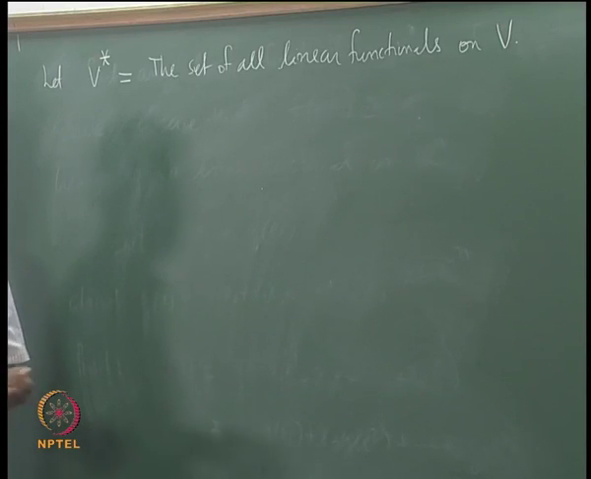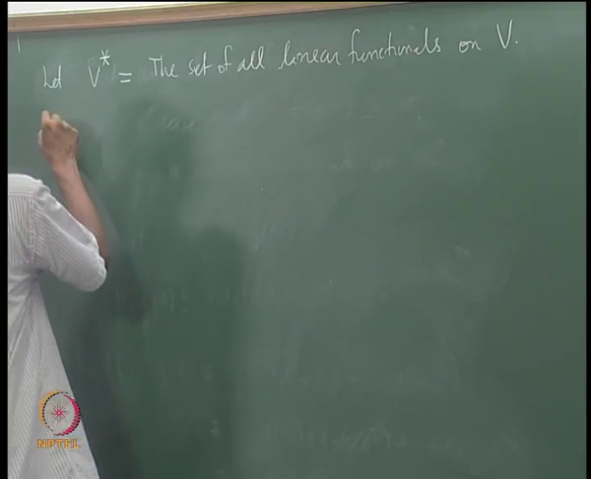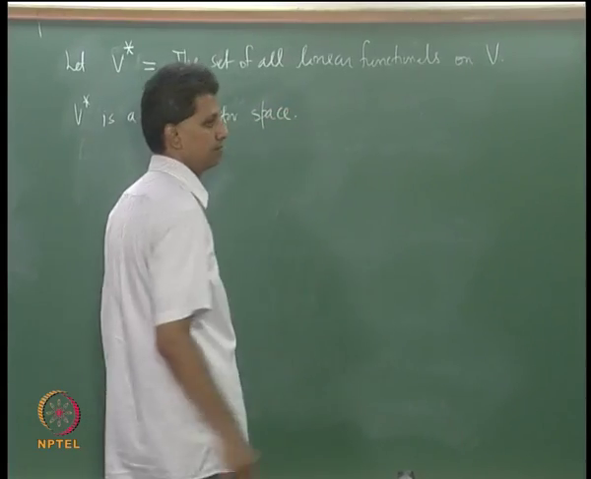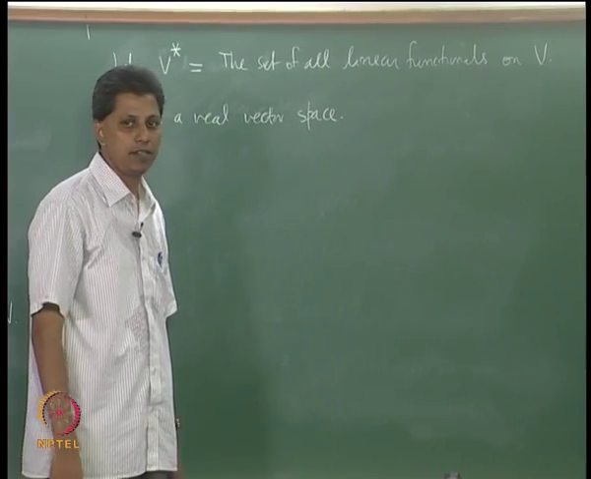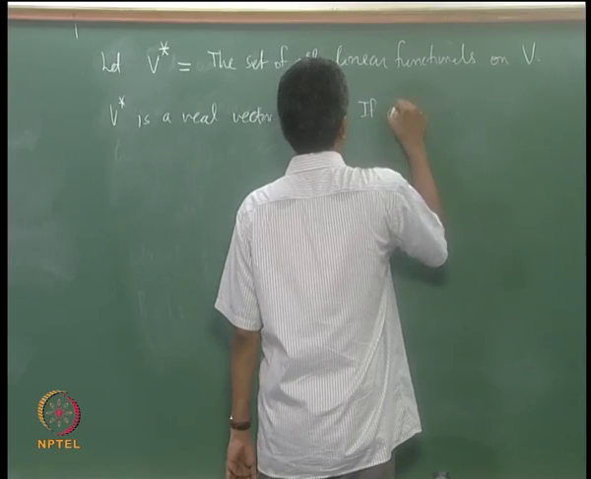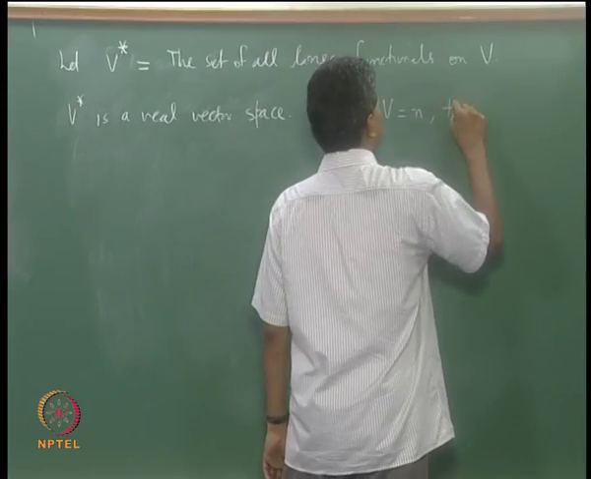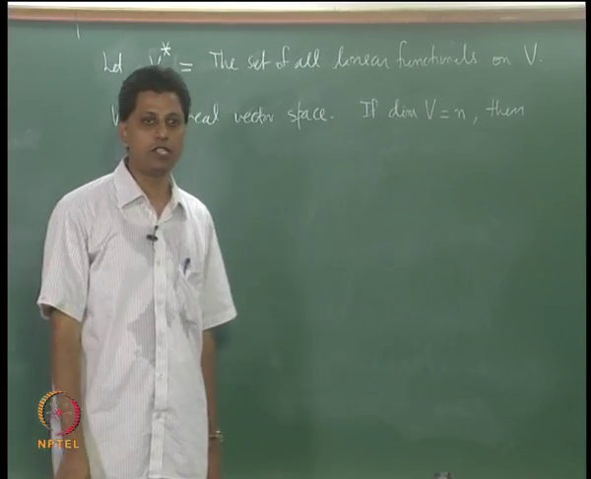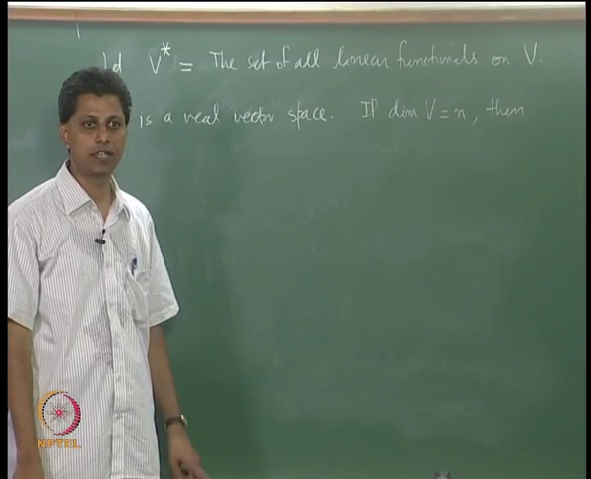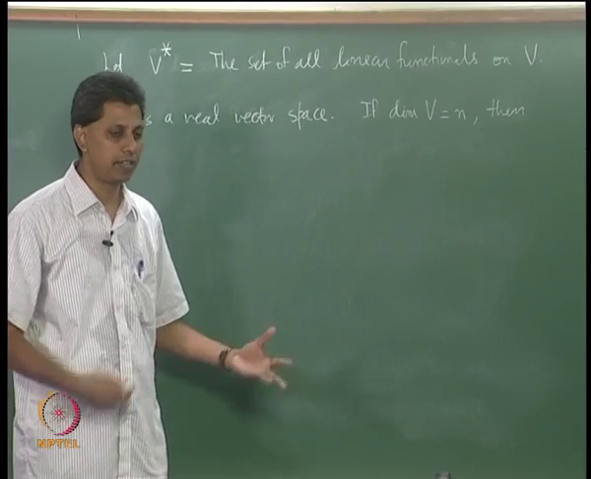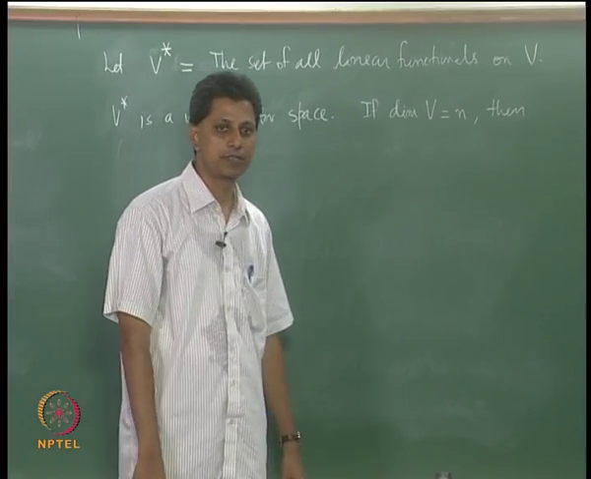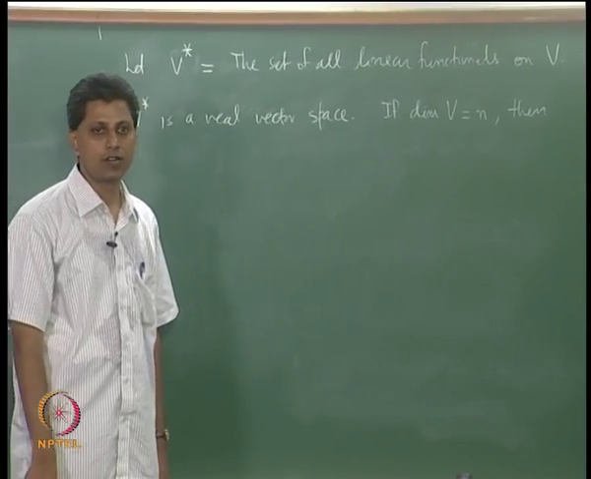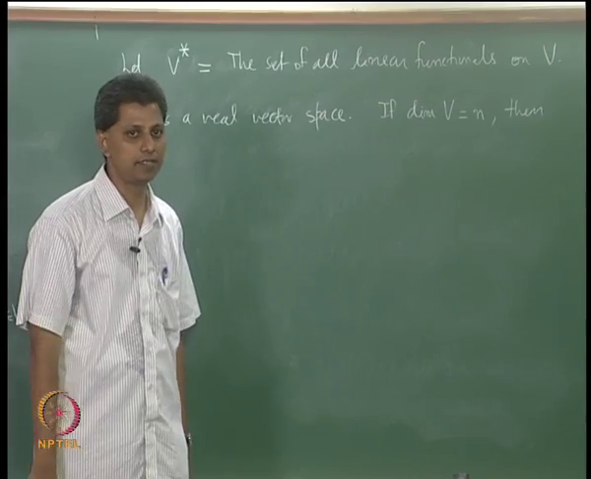And what is the dimension of V star? V star is a vector space over the same underlying field. If the dimension of V equals n, then what is the dimension of V star? The dimension of the vector space L(V,W) is m times n, where n is the dimension of V and m is the dimension of W. What is the dimension of R over R? 1. Any field over itself is one dimensional. So the dimension of V star is n, the same as the dimension of V.